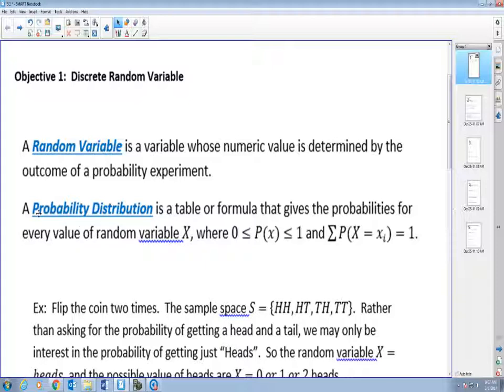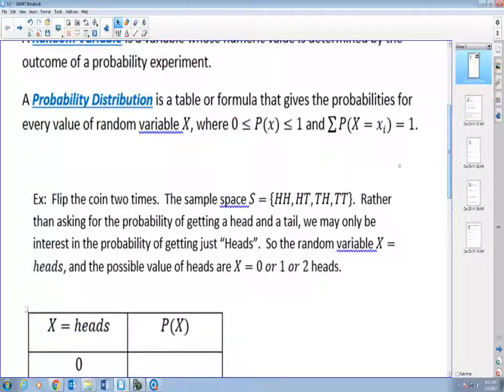So what is called the probability distribution is referring to a table, formula, alright, that gives the probabilities for every value of your random variable x, where the probability again is between 0 and 1, and the sum of all probabilities will equal 1, just like in chapter 4.